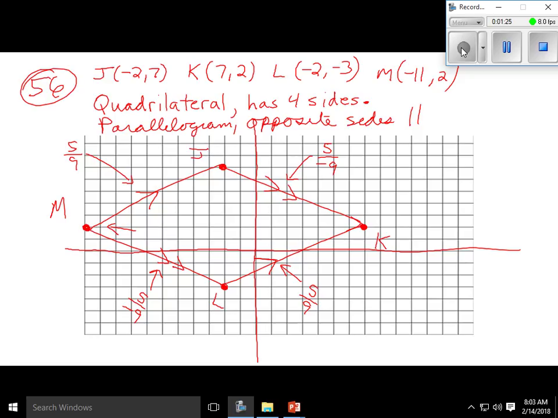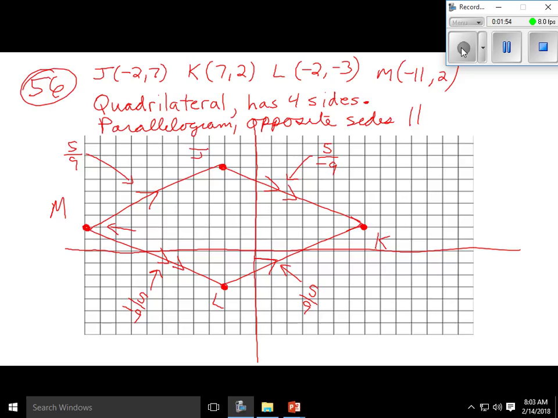So not opposite reciprocals. So what's that tell us? Not a rectangle. Not a rectangle. I should probably write out reciprocal because somebody's going to get that confused with rectangle, aren't they? Reciprocal. Not opposite reciprocal, so it's not a rectangle.